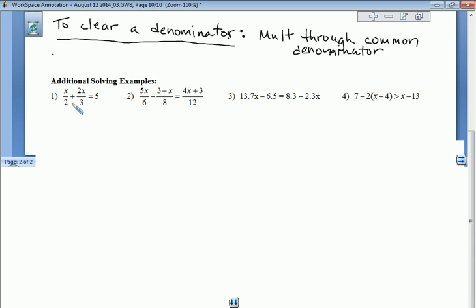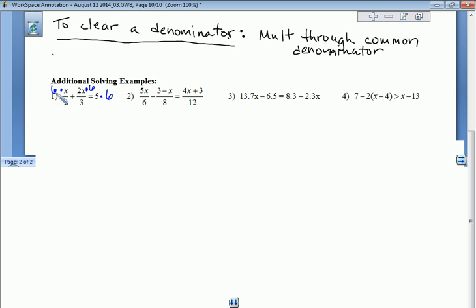So let's look at problem number 1. Problem number 1 is x divided by 2 plus 2x divided by 3 equals 5. What is a common denominator for 2 and 3? 6. Okay? So we're going to take each term and multiply it by 6. Every single term.